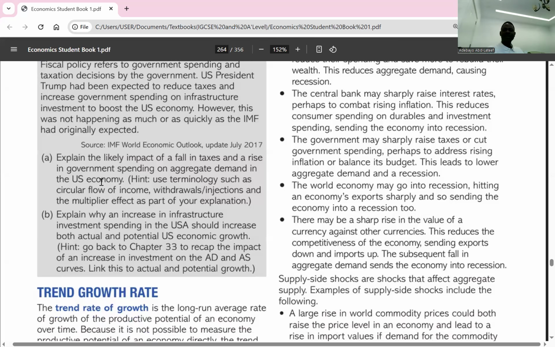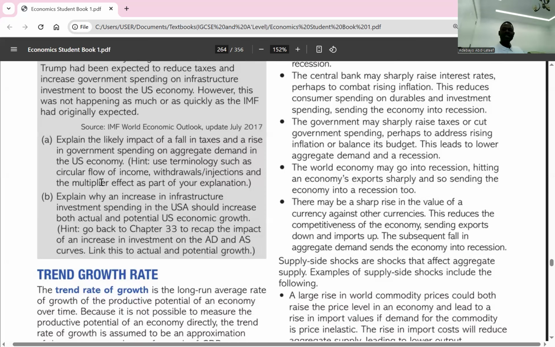The next one, the government may sharply raise taxes or cut government spending. Raising taxes or cutting government spending is a contractionary fiscal policy. We call it contractionary fiscal policy. So if this happens, it will reduce aggregate demand. And if aggregate demand falls, it affects recession also. So we are still talking about demand side shocks. All these I'm saying will affect aggregate demand. I think the point is clear.